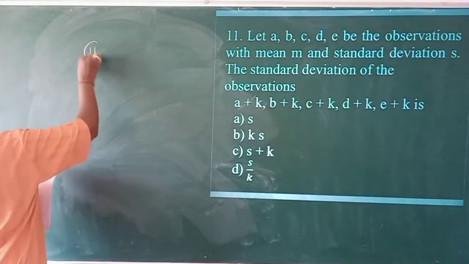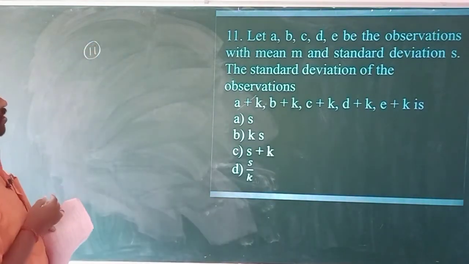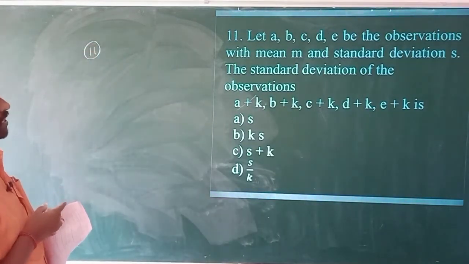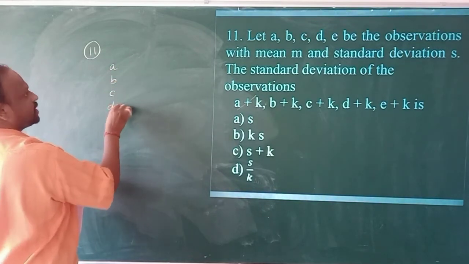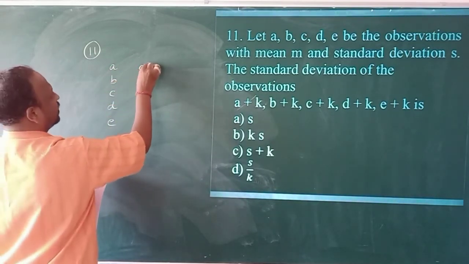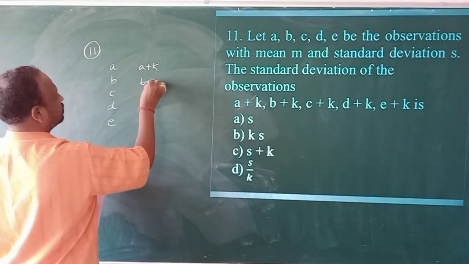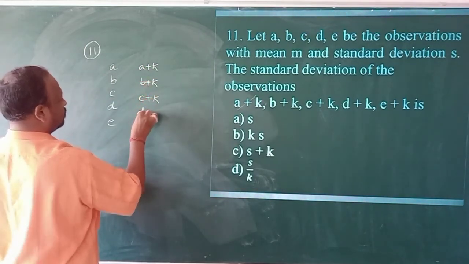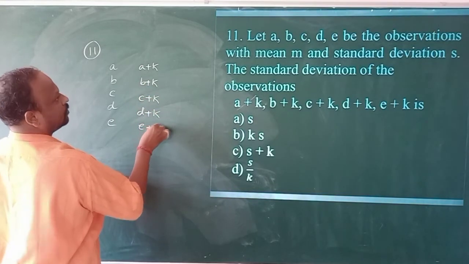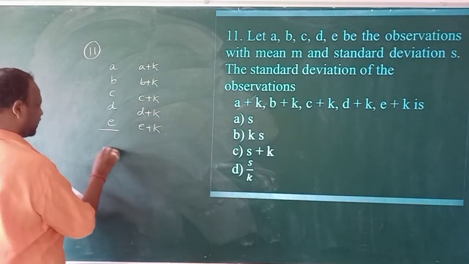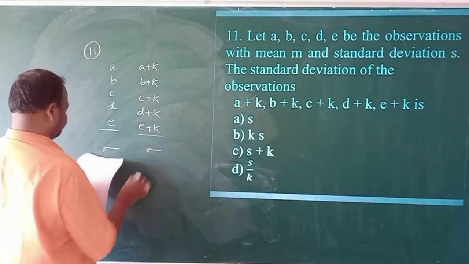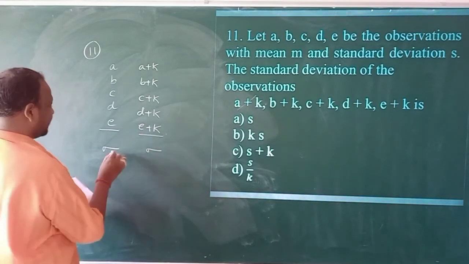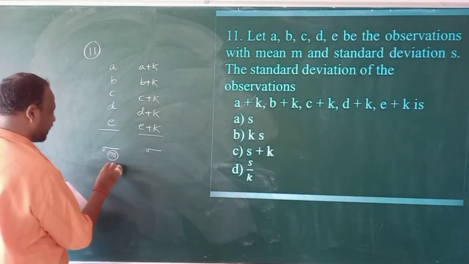Eleventh one. A, B, C, D, E are the observations with mean M and standard deviation S. The standard deviation of the actual observations A, B, C, D, E is sigma. You add K to this. They are asking this standard deviation, which is also sigma. Instead of sigma they have given S.